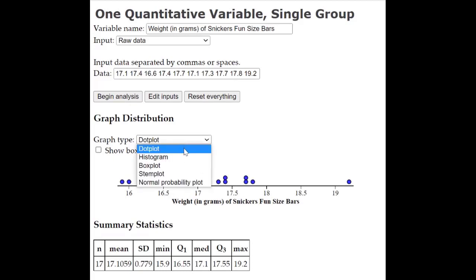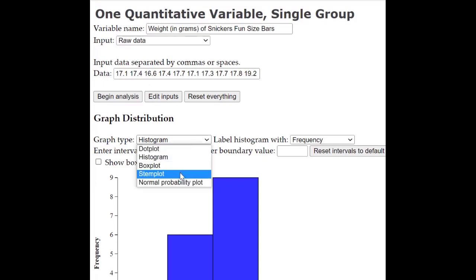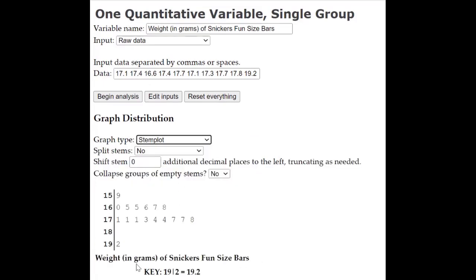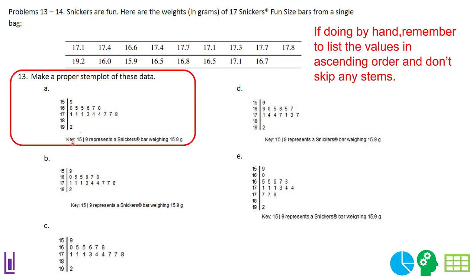By the way, if you ever forget what the different graphs look like, you can always say, oh, that's a histogram, there it is. But here we're looking for a stem plot, and there it is. You can see that we have 15. If you're looking at your solutions in the packet, you can see that this matches solution A. So remember, if doing by hand, list the values in ascending order and don't skip any stems. Based on the stem plot we generated on Statlet, it is choice A.